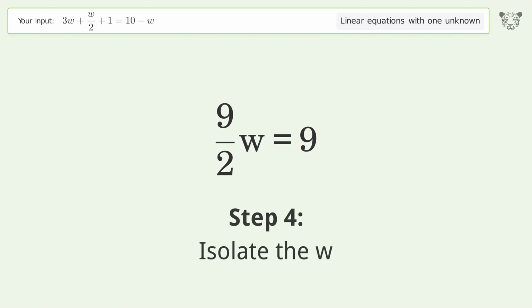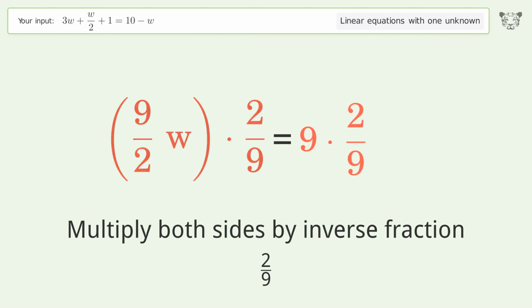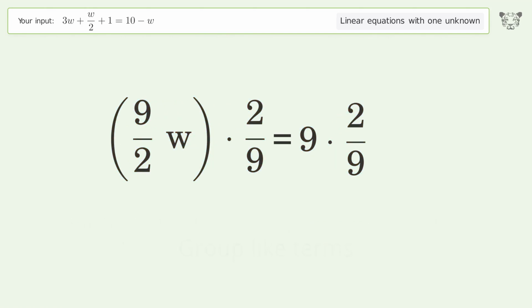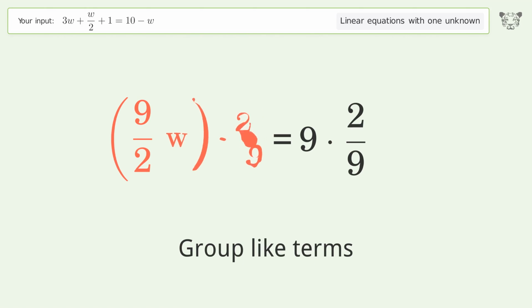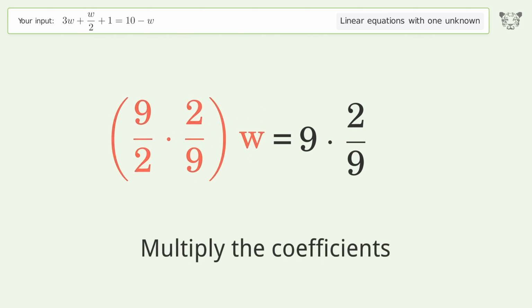Isolate the w. Multiply both sides by inverse fraction 2/9. Group like terms. Multiply the coefficients.